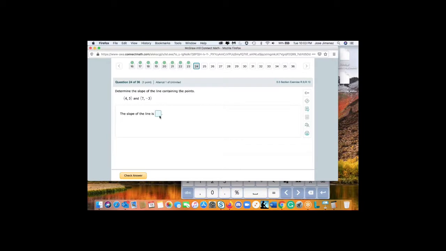Determine the slope. Very simple. What's the difference between the numbers? Let's say you're going from 5 to -3. How many units do you have to walk? From 5 to 0, you need 5 units, and then to -3, you need 8 units. So you have 8 units on top.